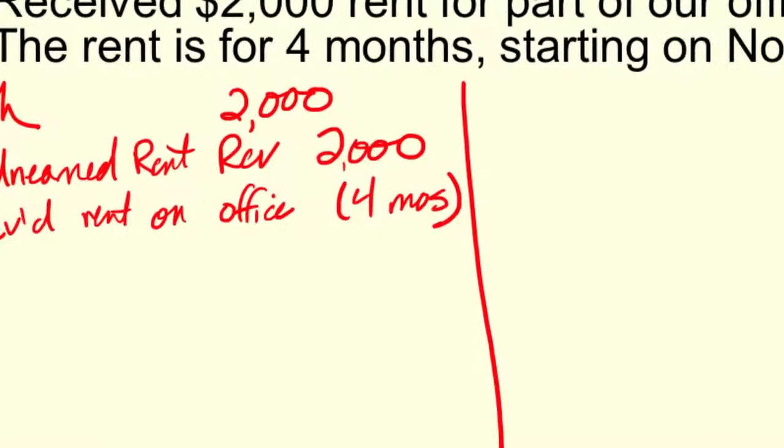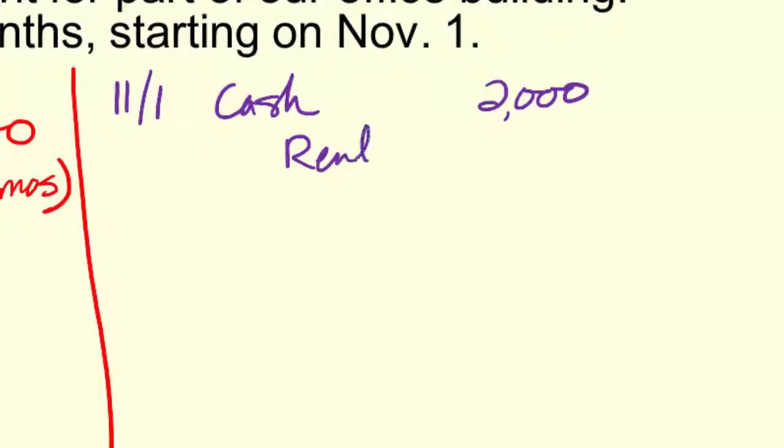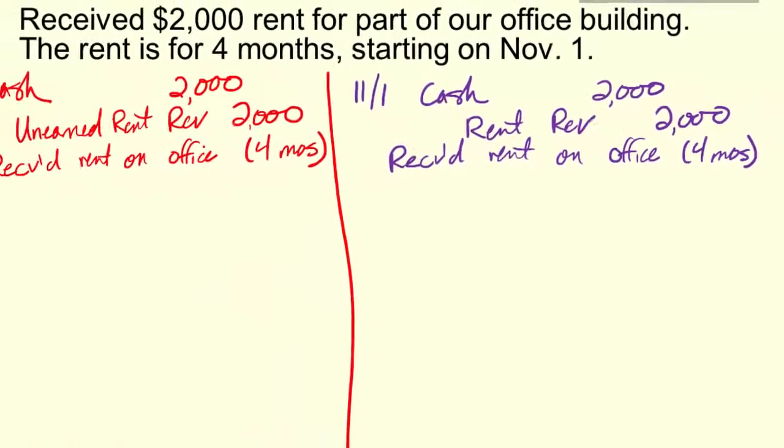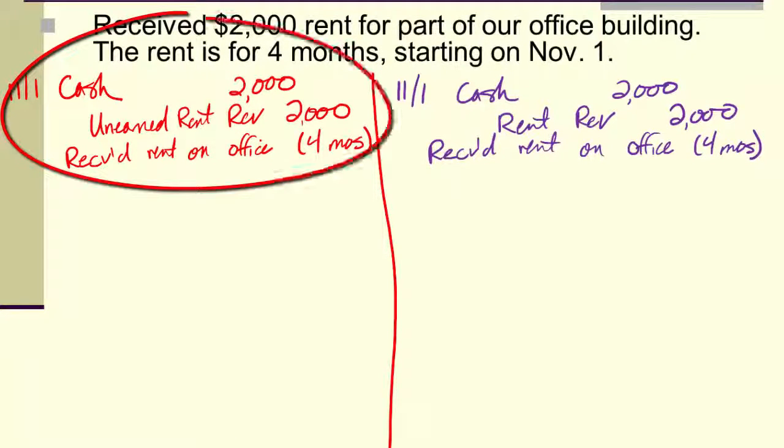Option number 2, I could have still recorded the cash, of course, because that happens one way or another. I could have gone ahead and recorded all of it as rent revenue up front. And it would have the same description. Received rent on office, 4 months. What adjusting entry would you make for the first entry, recording it as an unearned revenue?